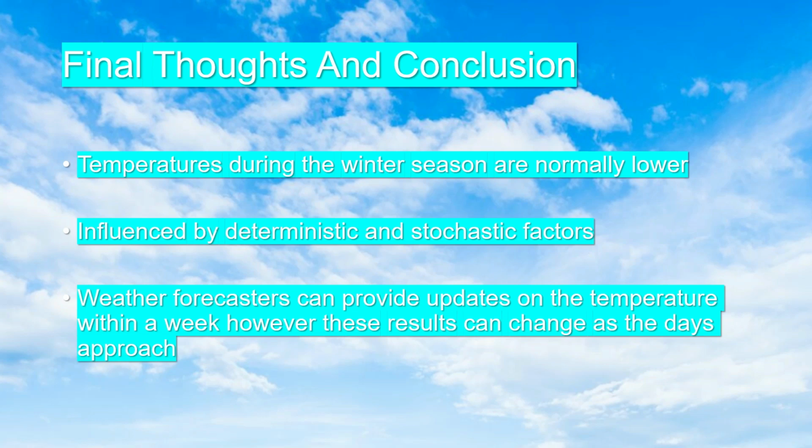Those are just some probabilistic distributions that the weather can perform using statistical patterns. And finally, weather forecasters can also provide updates on the temperatures within a week. However, these results can change as these days approach. Definitely, I checked. Usually, the weather forecasters are not accurate with their findings or research. They could definitely, obviously, change from day to day. It's not always accurate. I still remember one time it was going to be 72 degrees, but then it was 52. I think that was a couple of years ago when that happened.